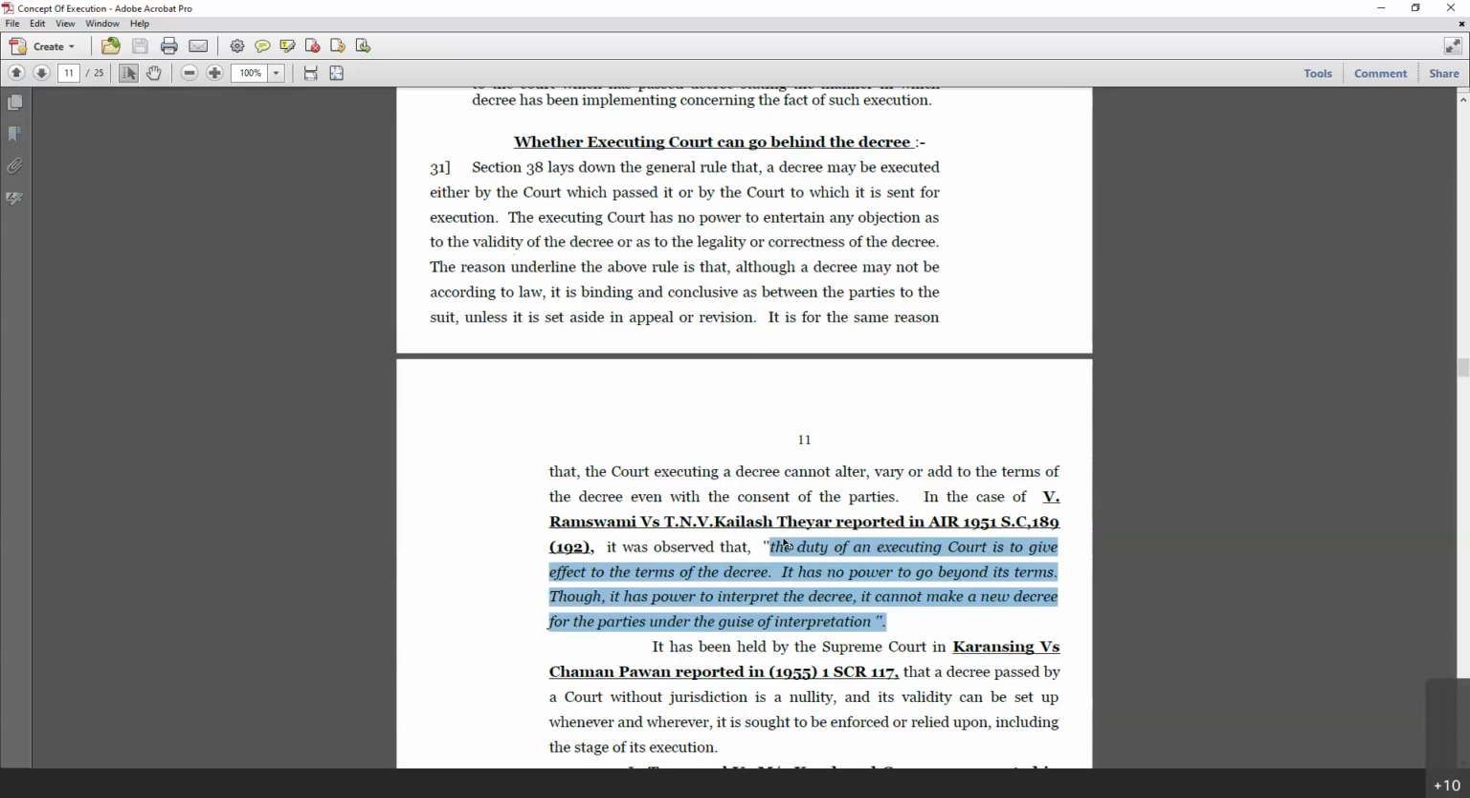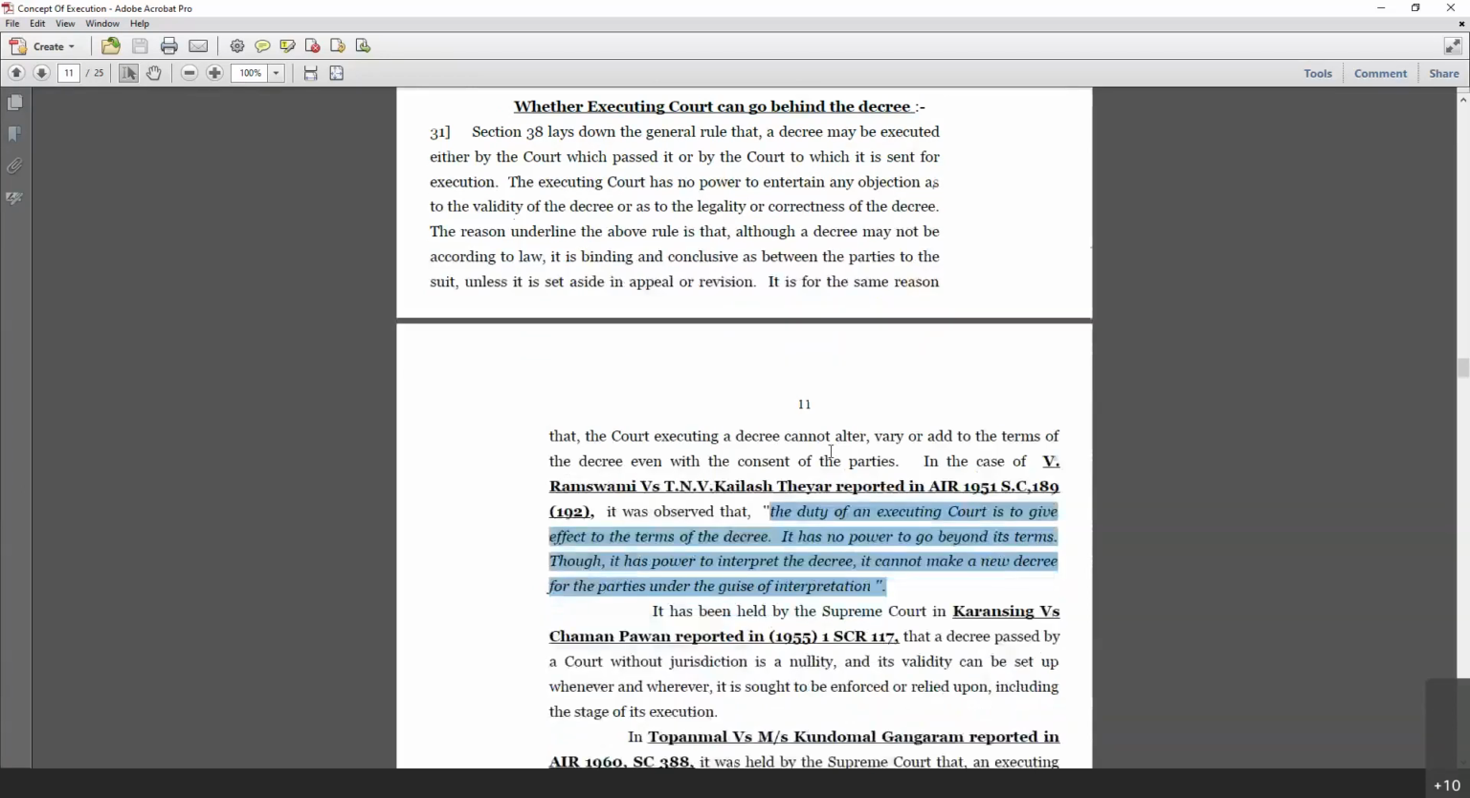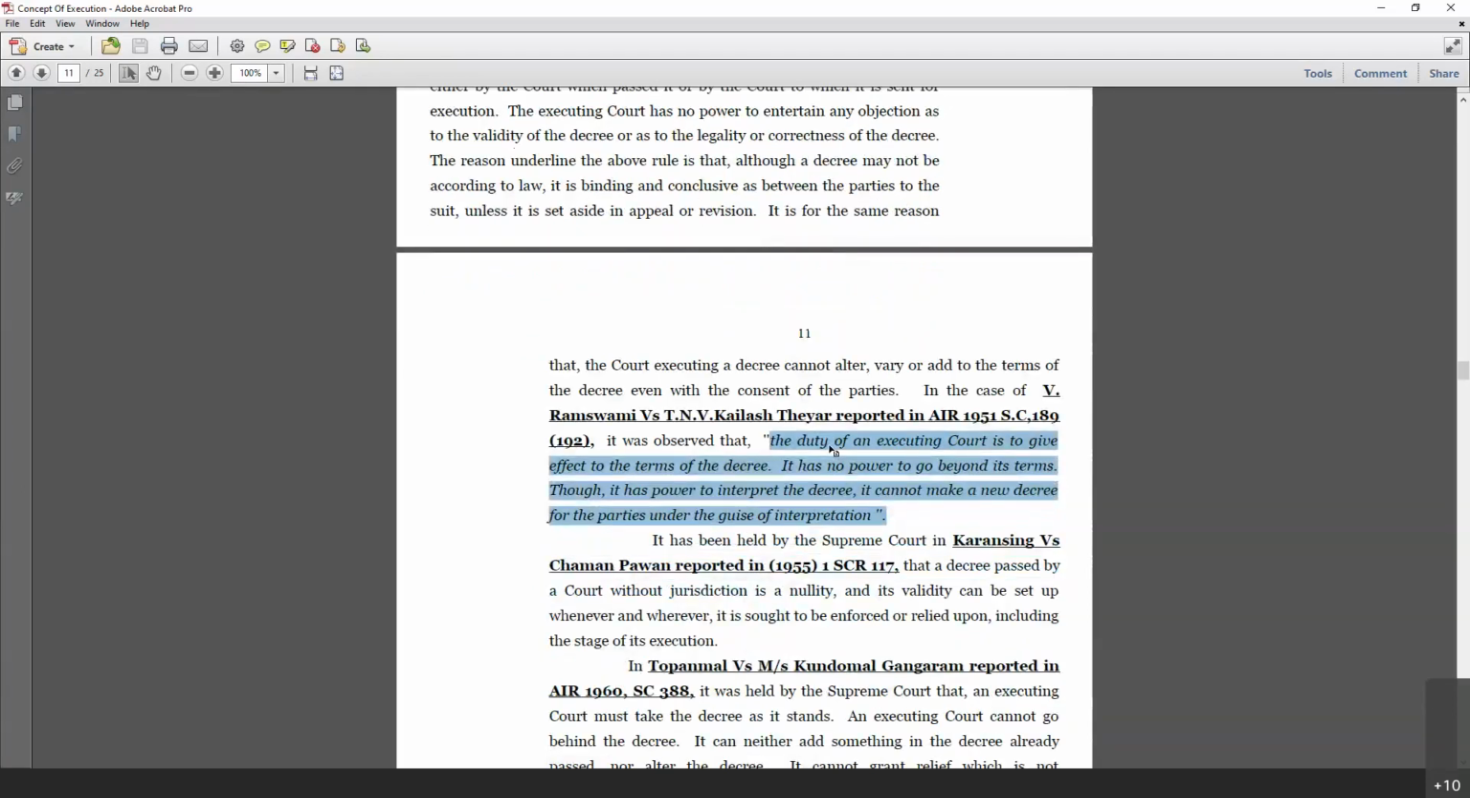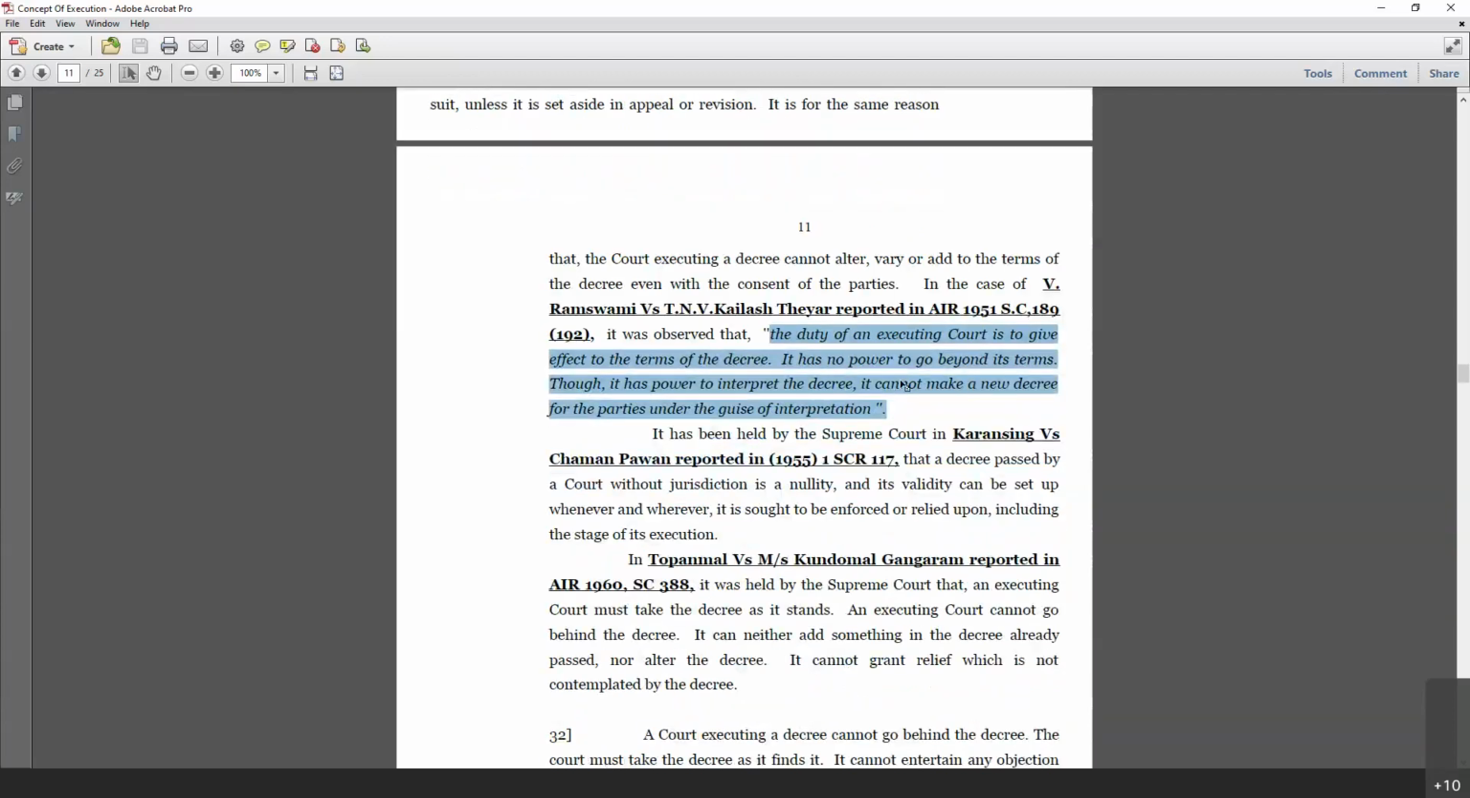Though it has the power to interpret a decree. Let's say in a decree, a certain formulation or a certain relief is a little vague. Obviously, the executing court must have the power to interpret it within the meaning of the applicable law and possibly the transaction between the parties. But the power to interpret can by no means be extended to make out an entirely new decree which no parties ever contemplated and which the court which actually passed the decree never really had in mind.